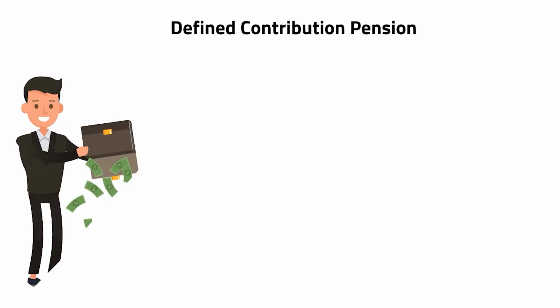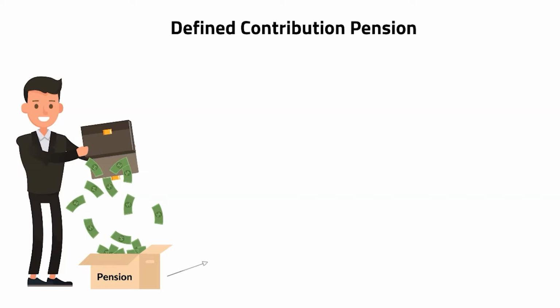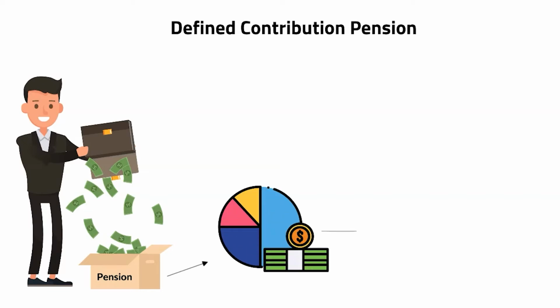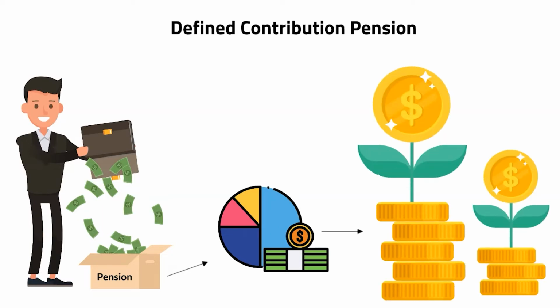So, now we're going to talk about defined contribution pensions. As the name suggests, a defined contribution pension is based off of how much money was contributed by the policyholder and/or their employer to the pension. The monies that are contributed are then invested with the expectation that many years down the road, once you're ready to retire, the investment will have grown.